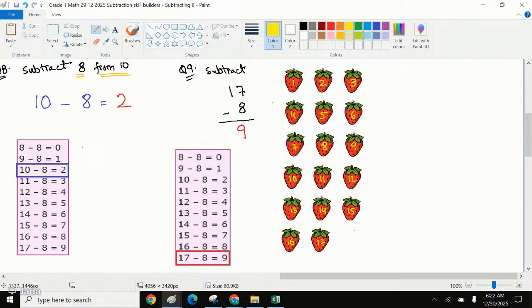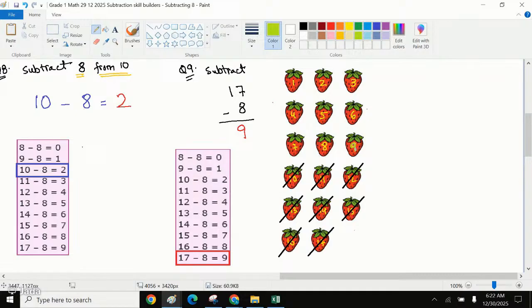Out of these 17 strawberries, we need to subtract 8. Let's try to remove 8. We start from the greatest number. 1, 2, 3, 4, 5, 6, 7, and 8. The number of strawberries we are left with is 9. And 9 was our final answer. Agreed? We are left with 9.